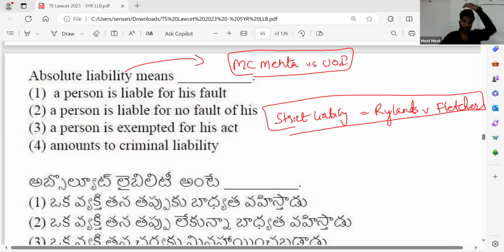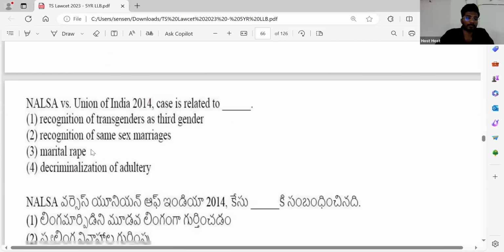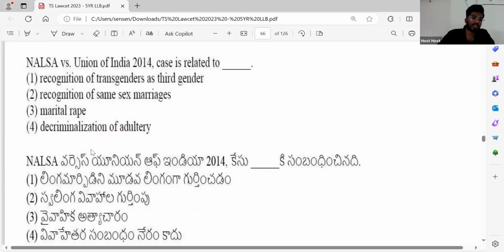Next question. Yeah, very important case again. NALSA versus Union of India, 2014. What is it related to? It is related to recognition of transgenders as third gender, right? So who are transgenders? I already explained to you. Once again, I will tell you. A transgender is a person who is in conflict with the sex which is assigned at the time of birth.